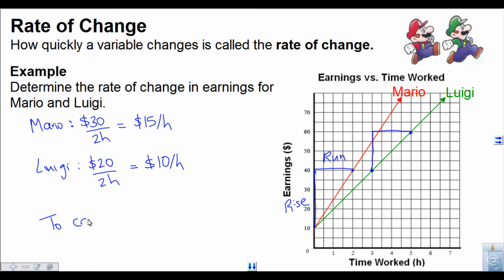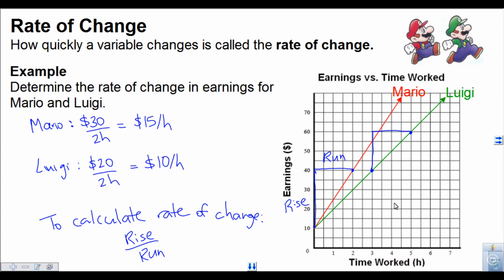So to calculate rate of change, it's a simple calculation. We do rise divided by the run. We usually call that rise over run. It's just an easy thing to say. And we did the same thing with Luigi. Remember, we divided the rise by the run. So that's really the main concept. If you have a graph, it's great to draw these little triangles in order to calculate the rate of change.